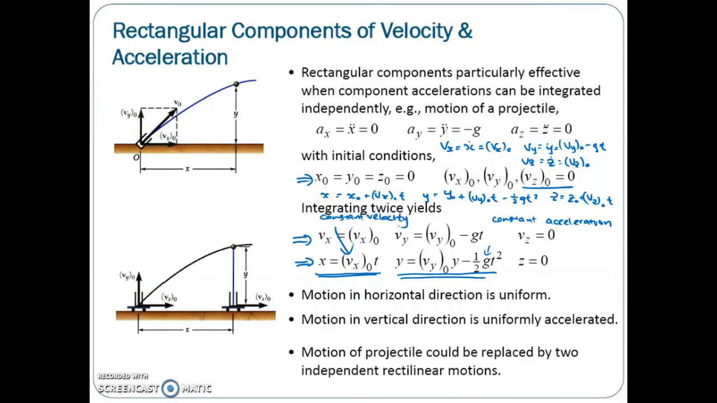Whereas the vertical direction has uniformly accelerated motion with constant acceleration. So in summary, we can say that the motion of our projectile could be replaced by two independent rectilinear motions.